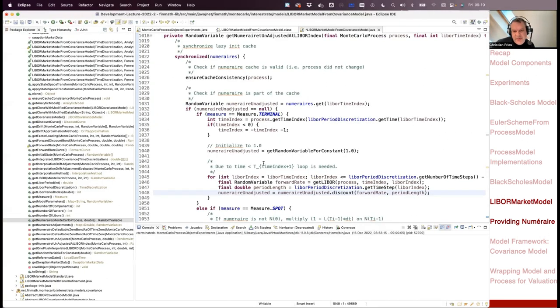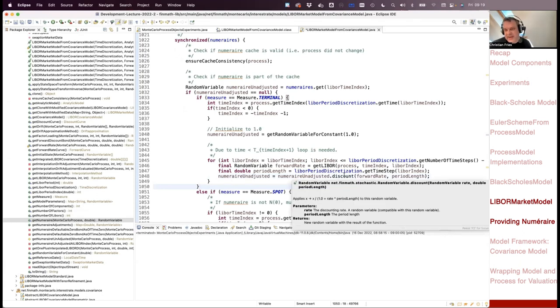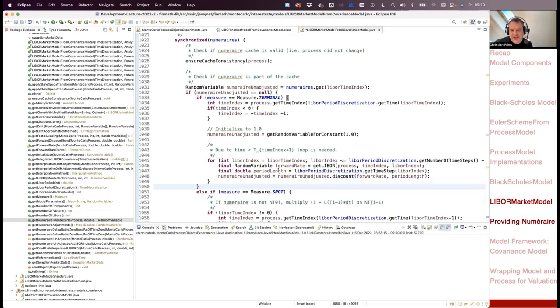Let's look that up. So you see there's here the function discount. It's an operation on the random variable. Now all operations are again on random variables. We get spared by always having the loop over all sample paths. And this is the 1 + L ΔT_j. The ΔT_j, the period length, is on my time discretization, the period length.